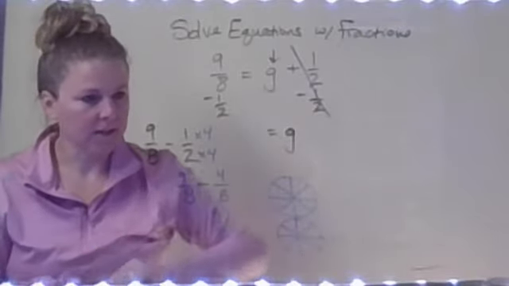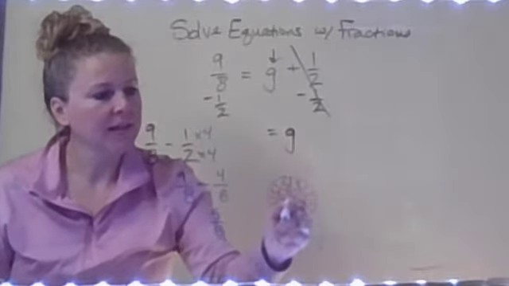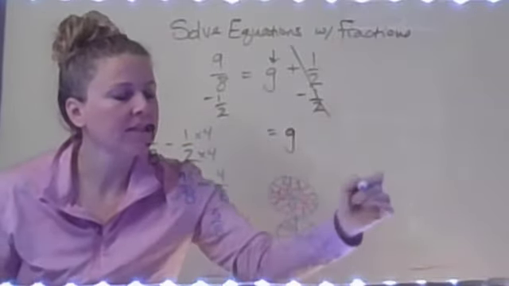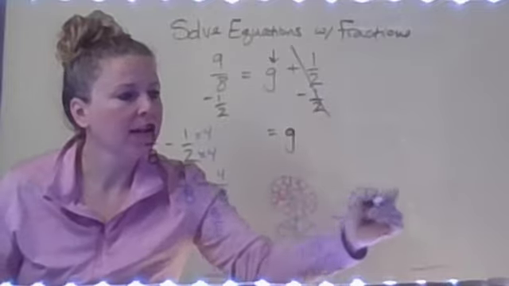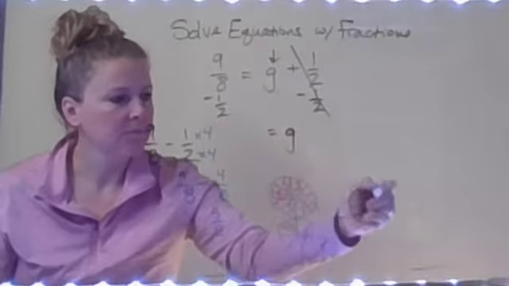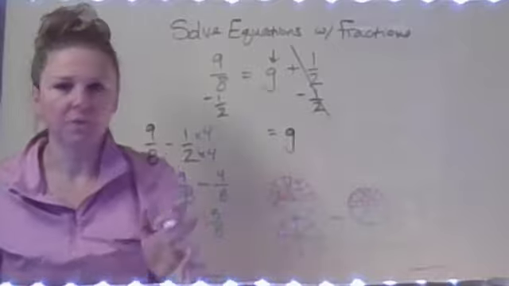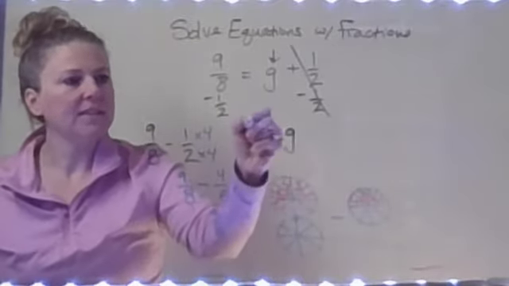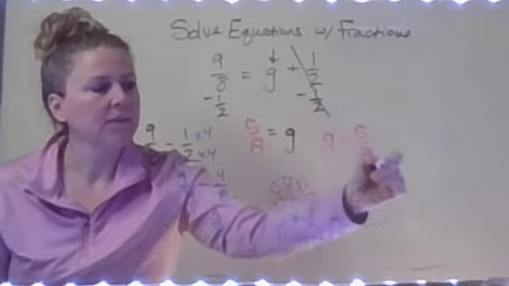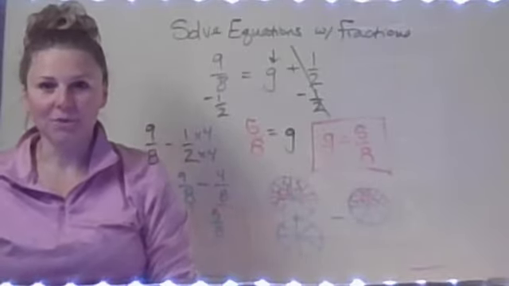So I'll color that in a different color. So 1, 2, 3, 4, 5, 6, 7, 8. That's 9/8. And if you take away 4/8, so you're removing 4 of the shading, we could just literally erase them. 1, 2, 3, 4. You're left with 5/8. So 5/8 equals g. You can go ahead and rewrite that with the letter on the left if that makes more sense to you. It makes more sense to me. But you can leave it if that makes sense to you too.